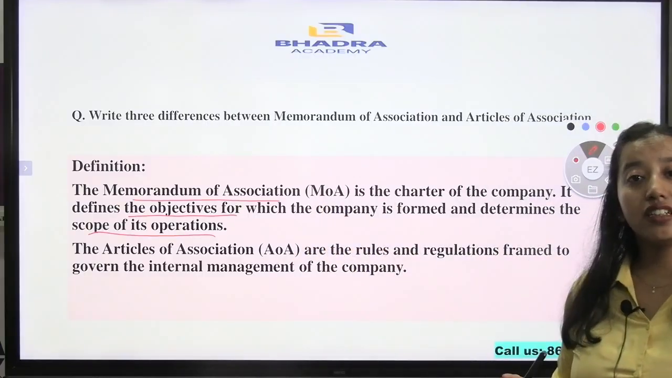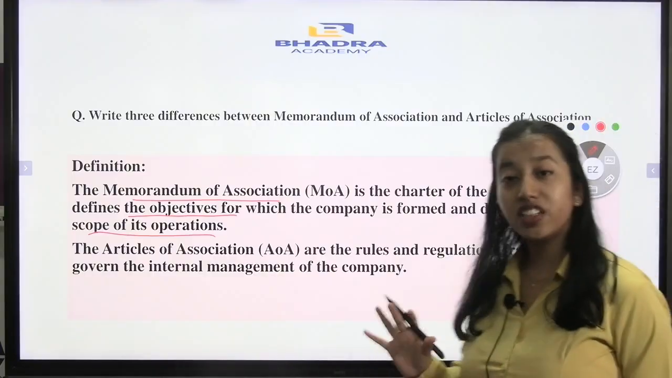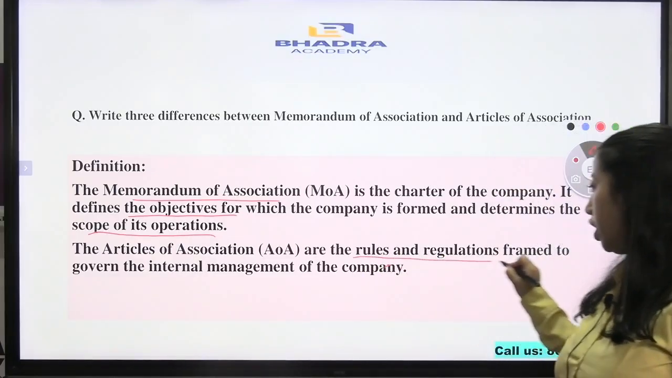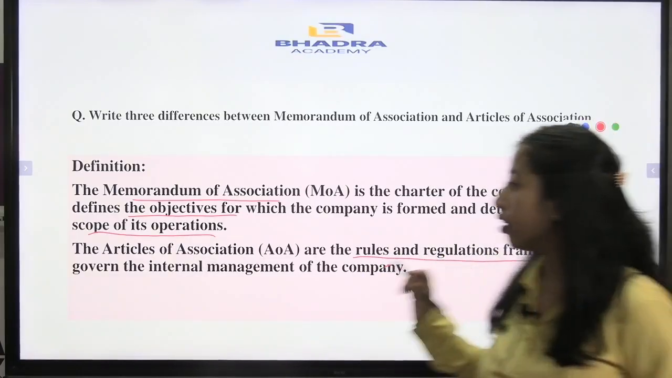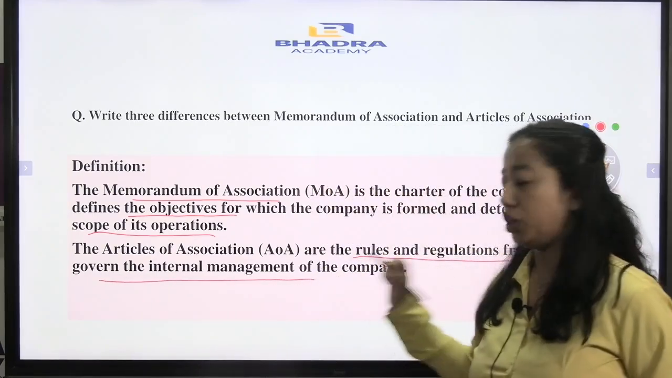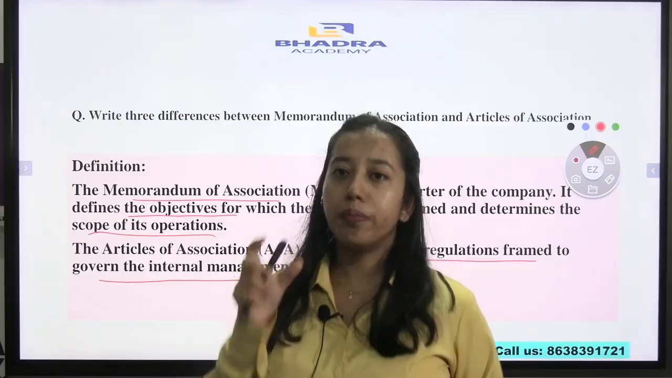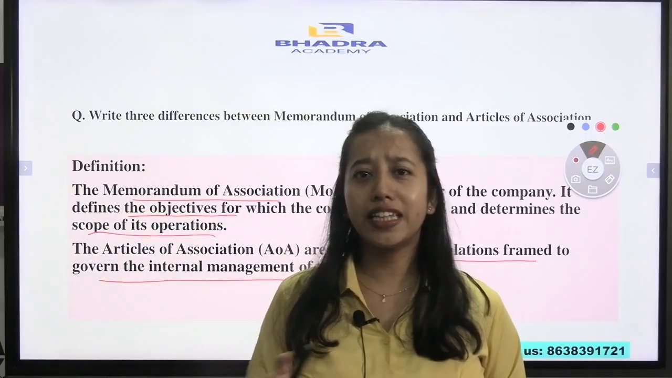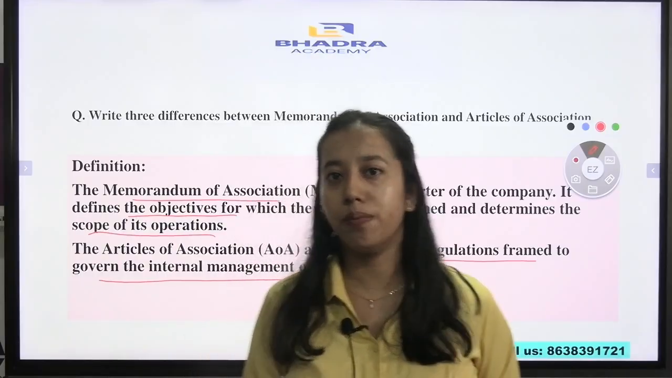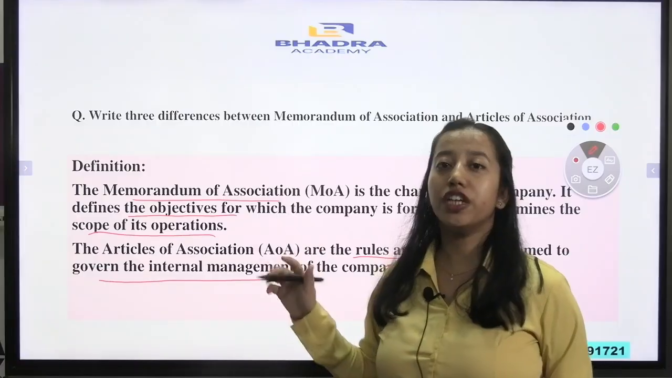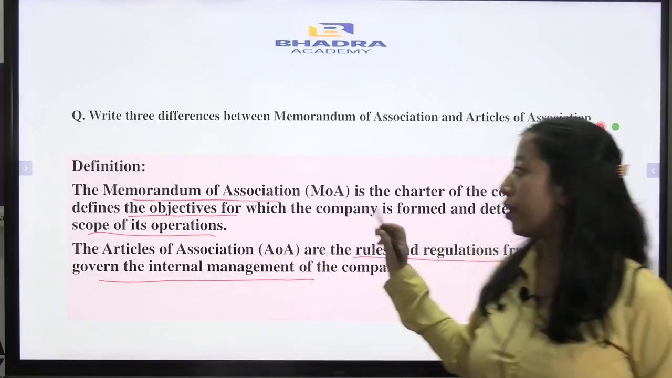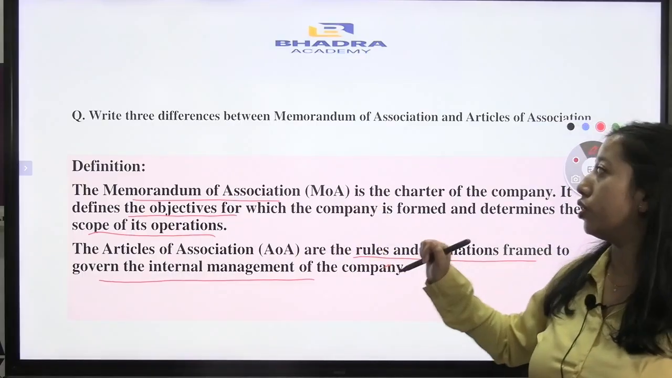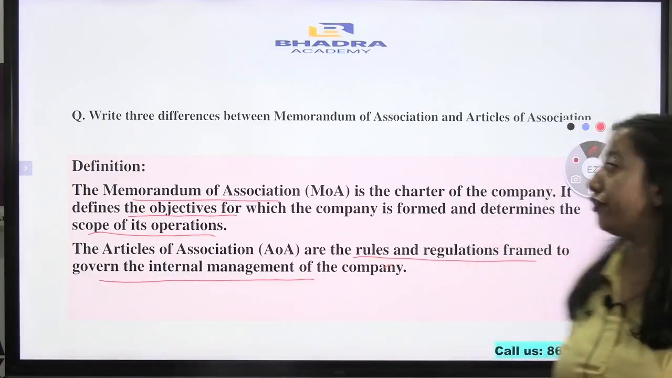And what is Articles of Association? It is a document of the company that has the rules and regulations of the company to govern the internal management. So it is basically a rule document. It is, or we can say it is kind of a constitution for the company. So this was the definition of these two documents, Memorandum of Association and Articles of Association. Now we move to the differences.